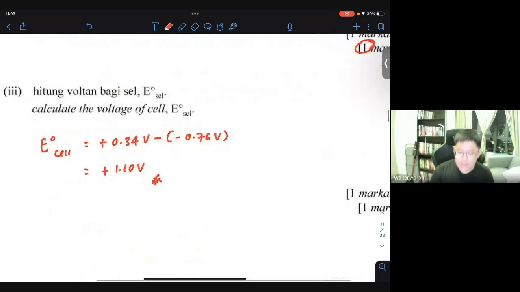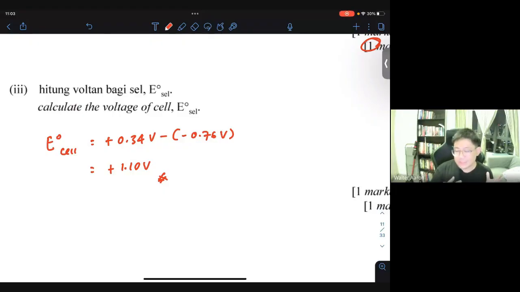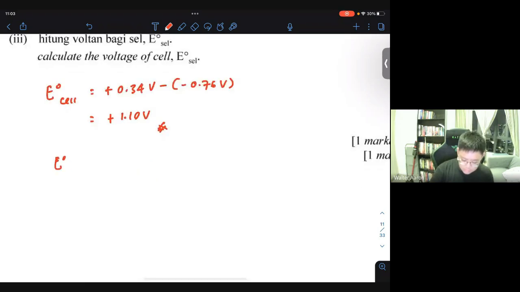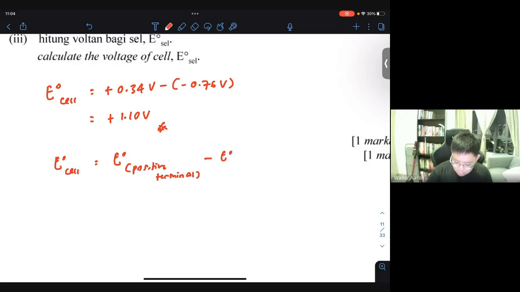Calculate the voltage of the cell for the chemical cell between zinc and copper. Now, this is very simple. To calculate the voltage of the cell, you just need to remember one formula. The voltage of the cell is equal to the standard electropotential value of the positive terminal minus the standard electropotential value for the negative terminal.